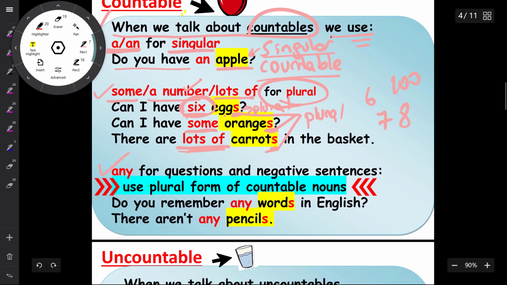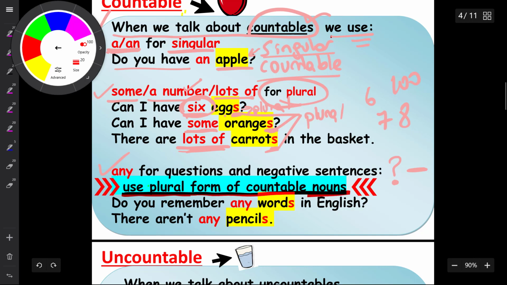Any. We can use any with the countable nouns. Any for questions and negative sentences. Yes, we know. Questions, we use any in the questions and the negative sentences. But it is so important. Let's highlight it with red. Okay, use plural form of countable nouns. It is so important, very important.